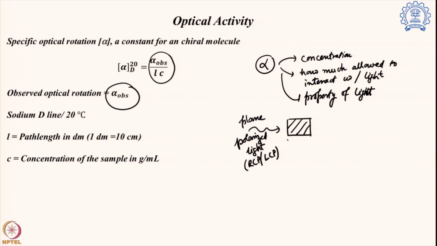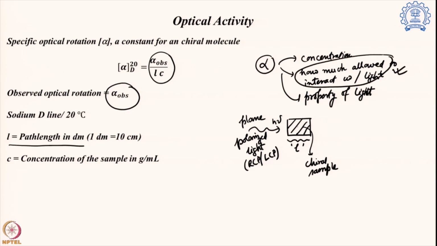So it depends on how much path length I am allowing to get this interaction between this light and this sample. This is my chiral sample. And that is given by this particular term l, the path length. So that is taken care of by this factor, how much is allowed to interact with light. So what is the concentration? That will also depend. More the concentration of the sample, more will be the number of molecules present over here, and that will have better interaction with the light. And that is taken care of by this concentration term put over here.